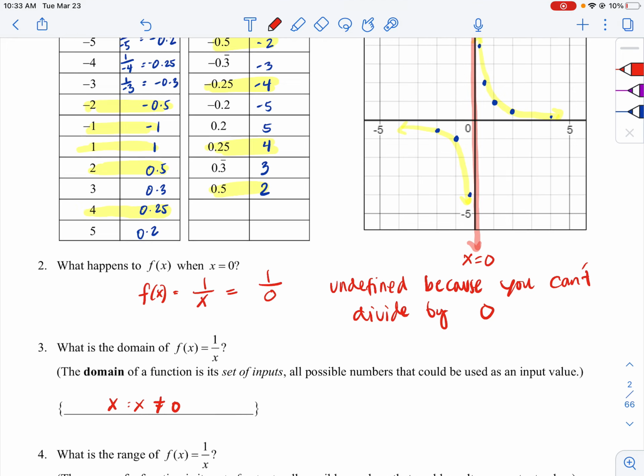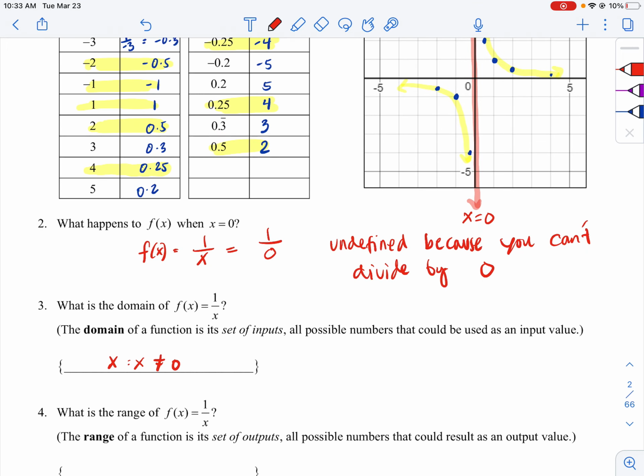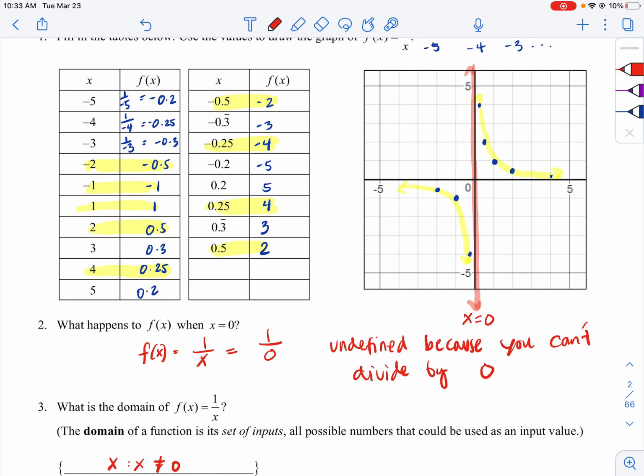Okay? Moving on. What is the range of f of x equals 1 over x? The range of a function is its set of outputs, all possible numbers that could result as an output value. So, let's see. I have positive y's, right? Because the y's of these points, these dots, are all positive. The y's of all of these dots are negative, but it looks like I don't have a 0. Right? I don't have a dot that has a y equal to 0.